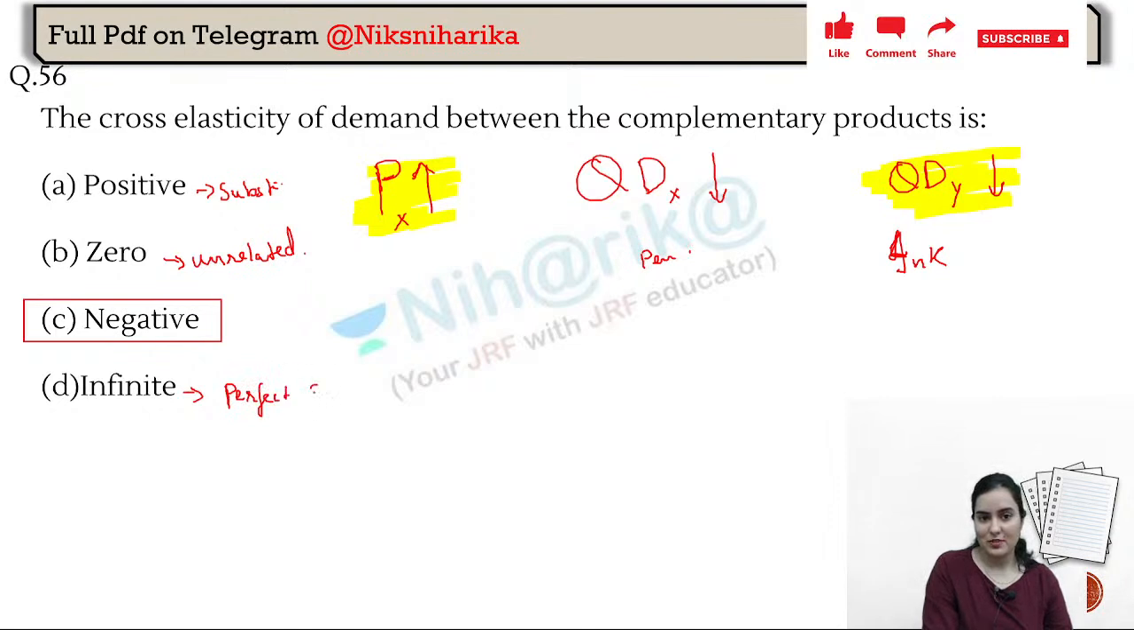Perfect substitutes, like Coke and Pepsi, are perfect substitutes. And negative, that is complementary. Please write it down. This we have already written in our notes.